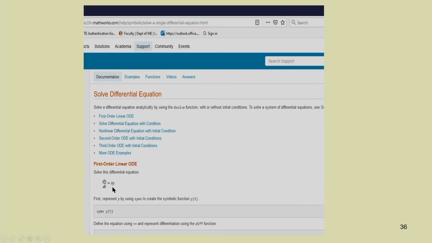If you know the solution of your own also, you can solve it. dy by dt equal to Ty. You can write dy by y equal to T dt. Now integrating both the sides, you have ln y equal to T square by 2.